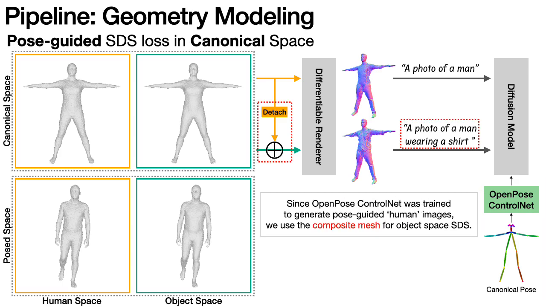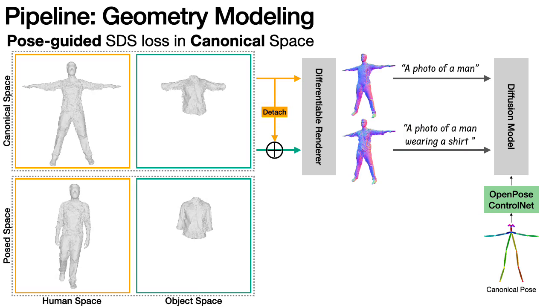Since Open Pose Control Net was trained to generate pose-guided human images, we use the composite mesh of the human and object for completing geometry of the object. To prevent human space from being updated by the SDS loss of object space, we detach the human mesh in the process. At last, our pose-guided SDS loss, along with the reconstruction loss, models plausible canonical shapes of the decomposed human and object.